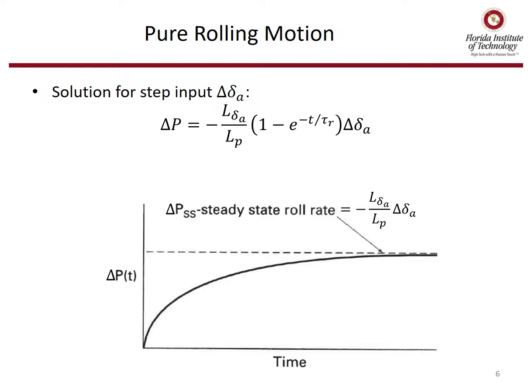Here's the response of the change in roll rate to a step input in aileron. We see that, again, there are no oscillations, and it's a stable mode, first order mode.